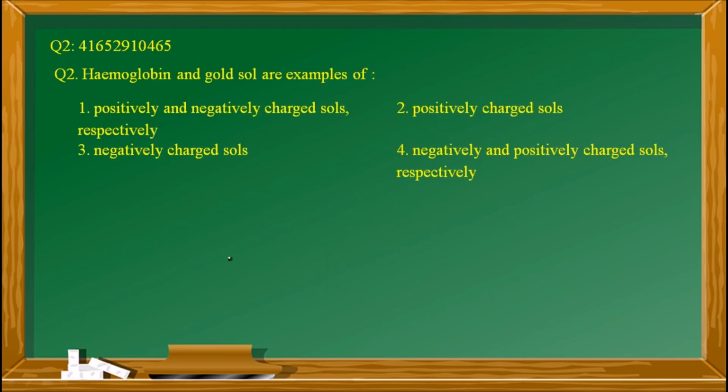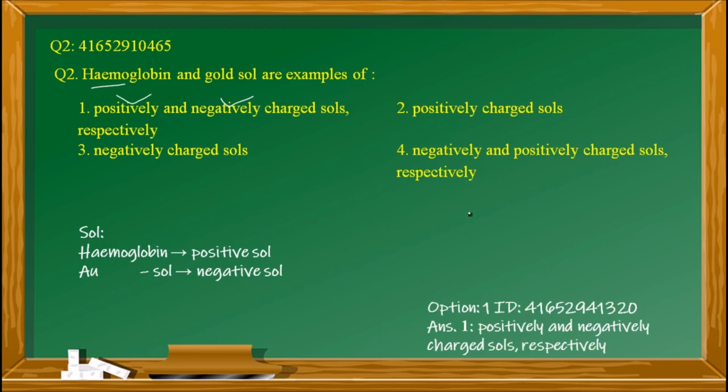Next, question number 2. Hemoglobin and gold sol are examples of. Dear friends, we know hemoglobin is positively charged and gold sol is negatively charged. Option 1, positively and negatively charged sols respectively. Option 2, positively charged sols. Option 3, negatively charged sols. Option 4, negatively and positively charged sols respectively. So hemoglobin is a positive sol, and gold is a negative sol. That means option number 1 is the correct option, friends.